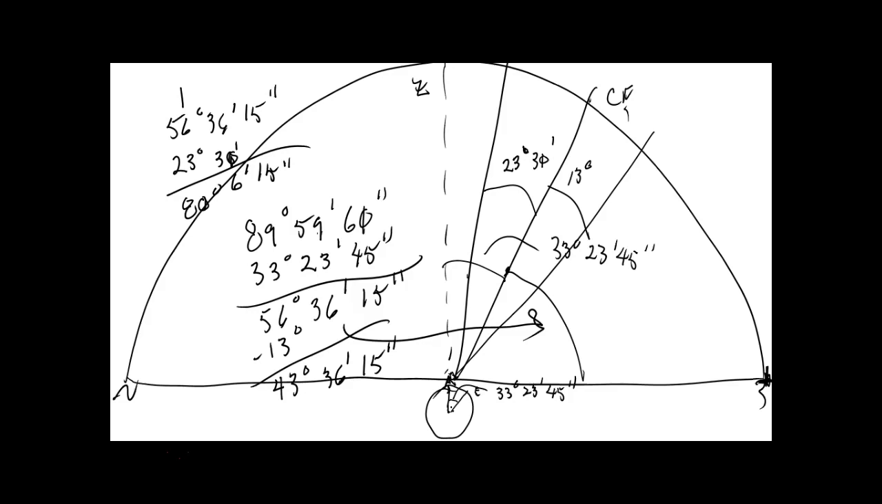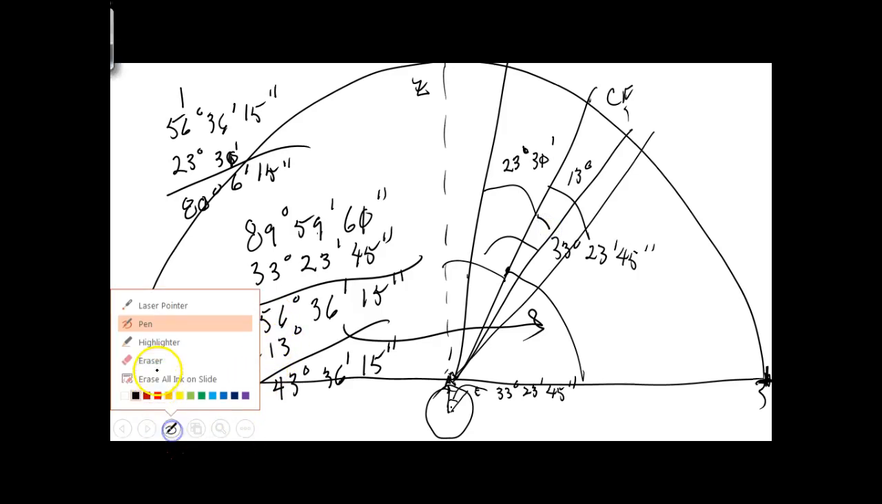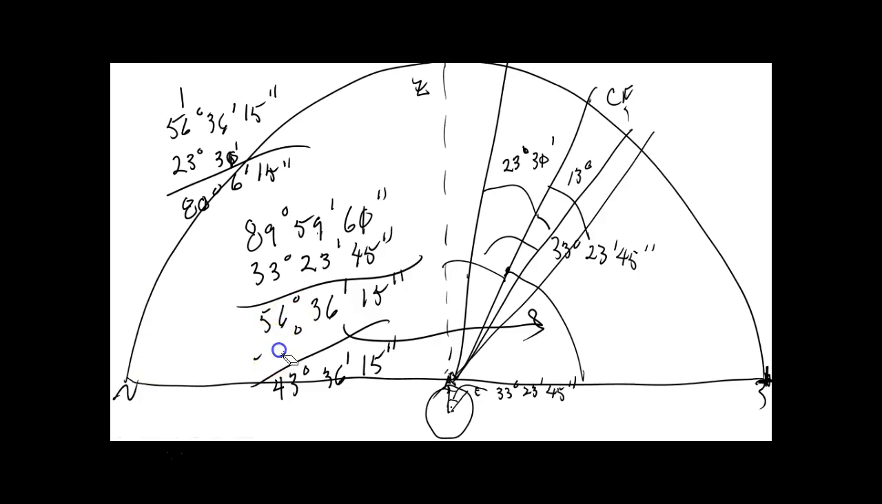Let's do October 15th. What's the declination of the sun? 8 degrees south. So 8 degrees south would be somewhere around in here. So we subtract 8 degrees from the 56. So I'm just going to erase part of this. Whoa, I erased my horizon too. Shame on me. 8 degrees from 56, and what would that be? 48 degrees, 36 minutes, and 15 seconds. Everybody see that? You subtract 8 rather than 13.